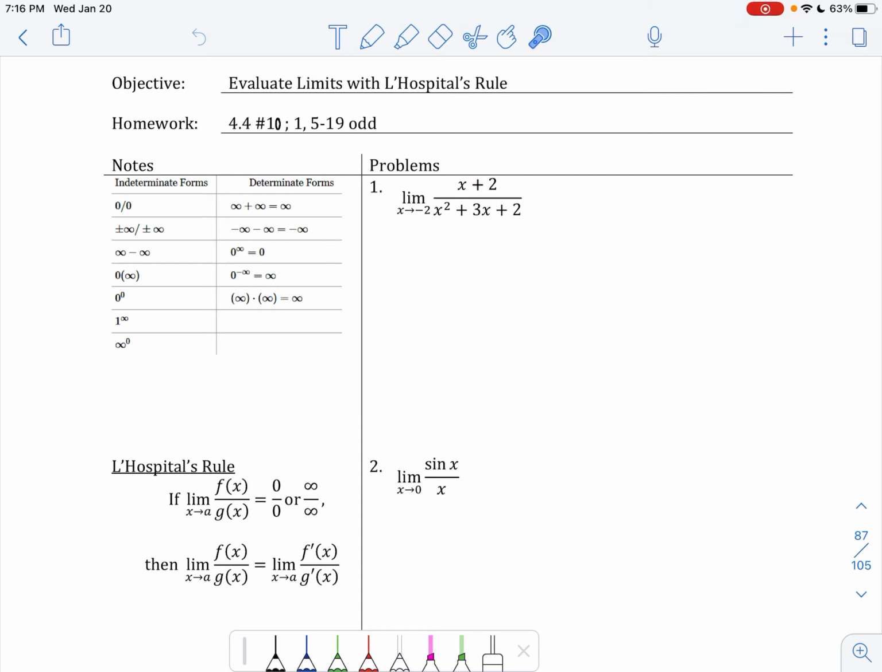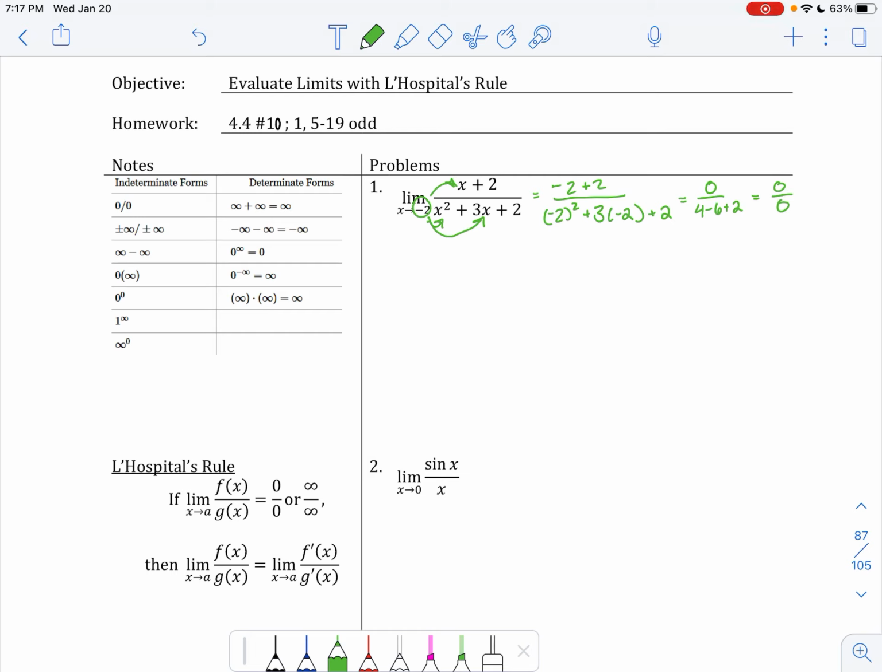So for example, if we had this limit in the past, just as a reminder, the first thing that you always want to do with a limit is take the number that the limit's approaching, in this case -2, and just plug it in for the variable in the function and see what happens. So in this case, we end up with -2 plus 2 over -2 squared plus 3 times -2 plus 2, which equals 0 over 4 minus 6 plus 2, so we end up with 0 over 0.